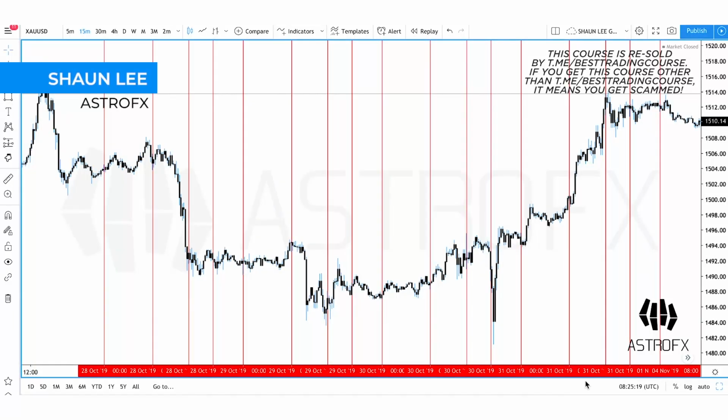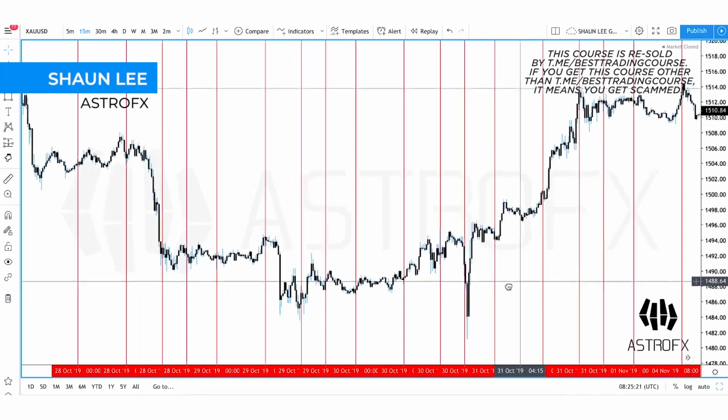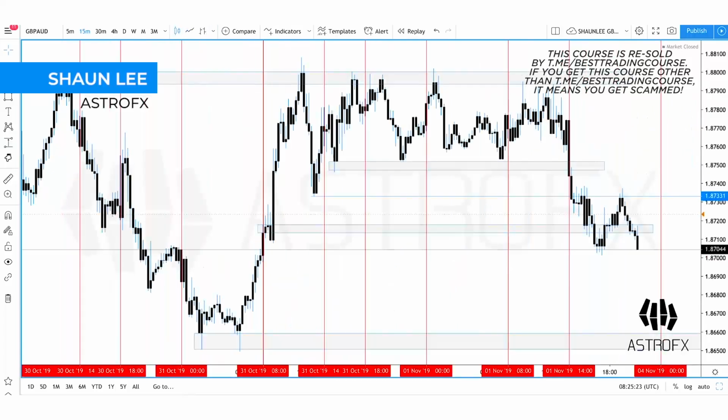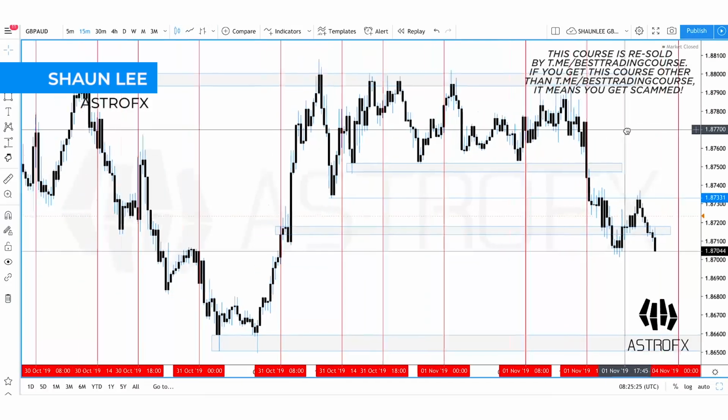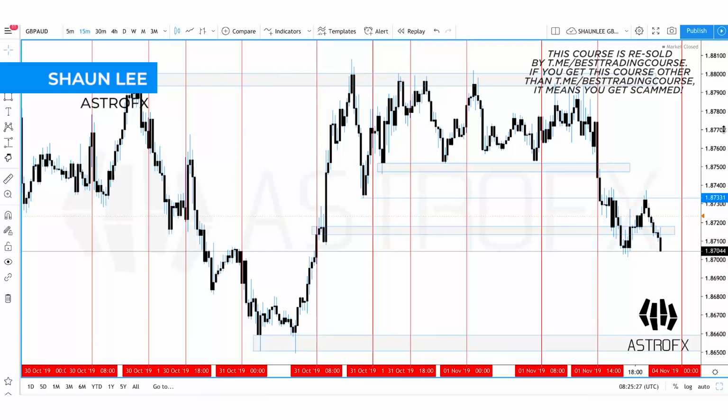Okay guys, on to lesson 15. In the last lesson we went over the GBP AUD from an intraday perspective, and we mapped out some of the highs, some of the lows, and I showed you the session times which we need to follow and be aware of. So let's go on to gold.